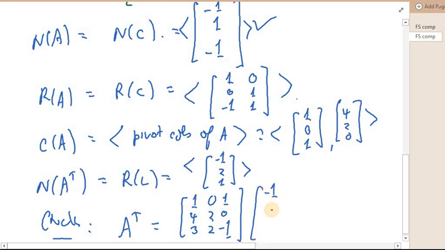Multiply by minus 1, 2, 1. All right, if we do that, the first row gives me minus 1, 0, 1, gives me 0. That's a good sign. Minus 4, 4, 0 gives me 0. That's a very good sign. Minus 3 plus 4 minus 1 is 0. So that checks out. Okay, so that's how we got the four spaces in terms of C and L, and that's it.